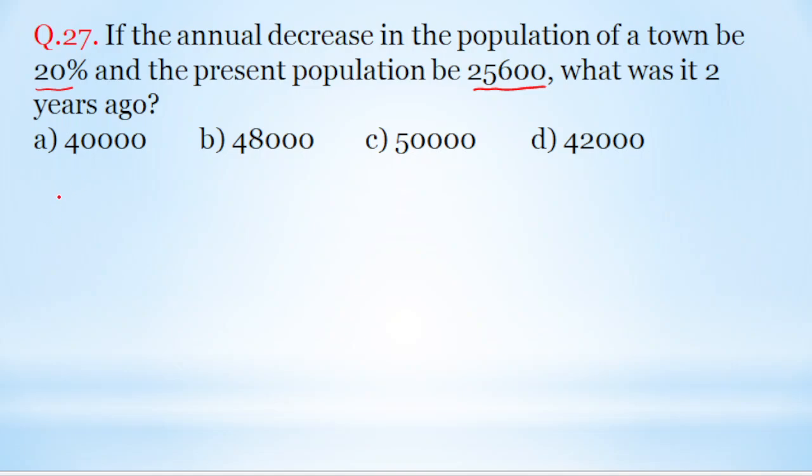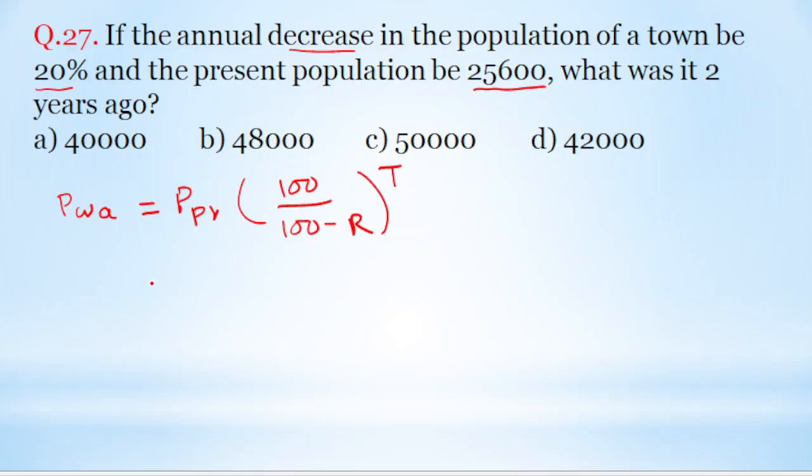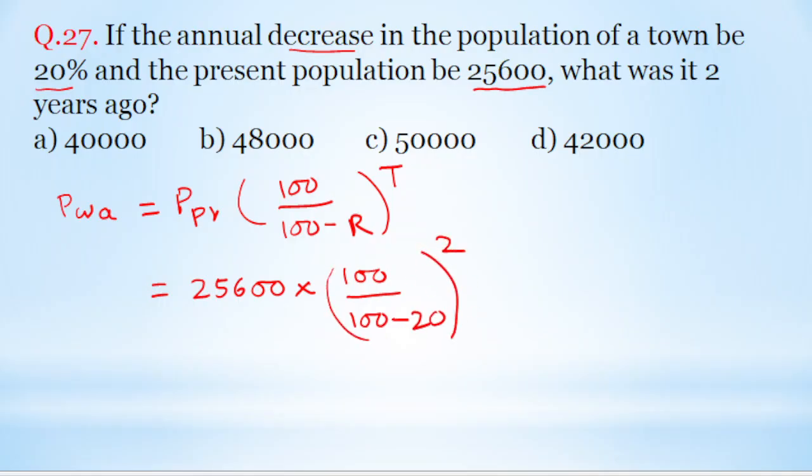Now the formula is here. The formula is P_was is equal to P_present into 100 by 100 minus, as it is decreased, that means it will be minus R, to the power T. So here the present population is 25,600 into this 100 by 100 minus R, that means 100 minus 20, to the power 2.